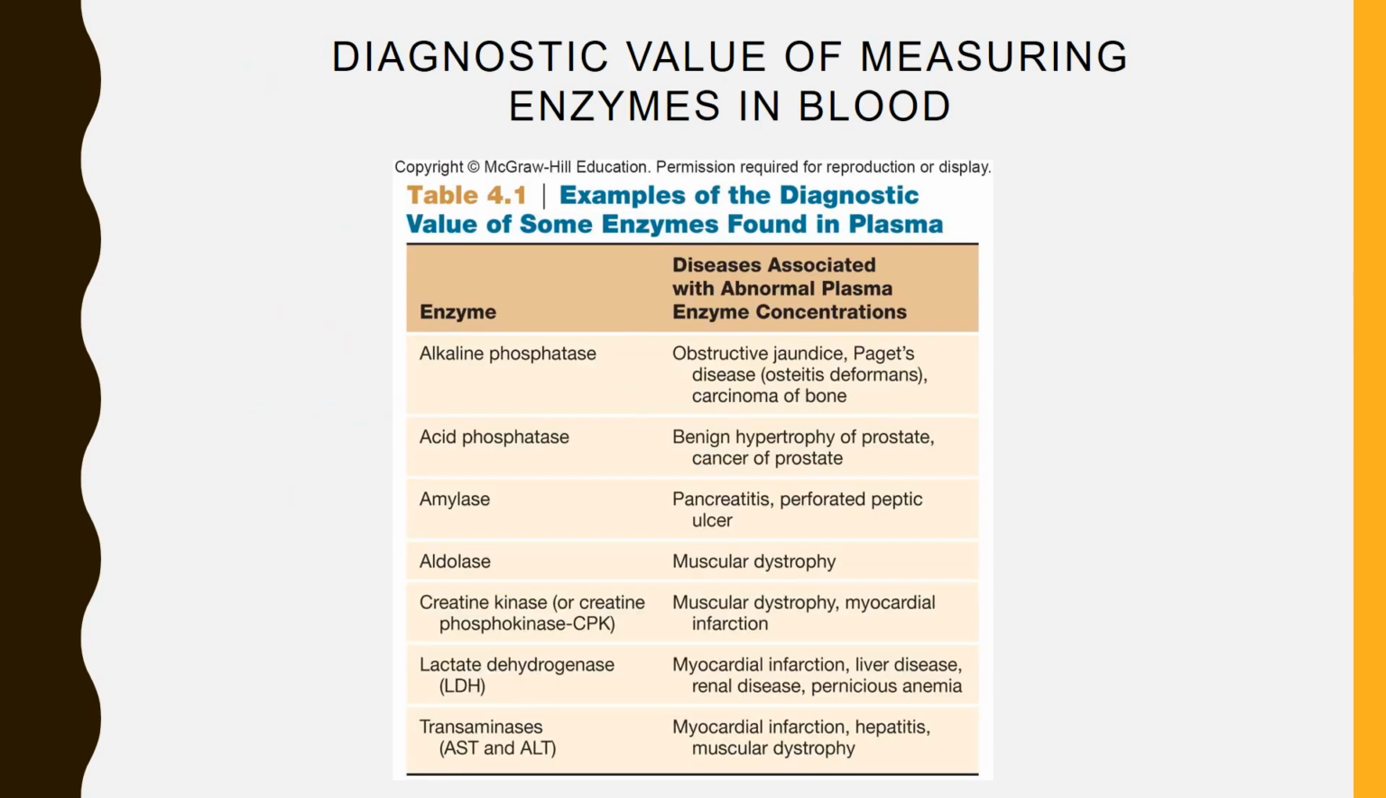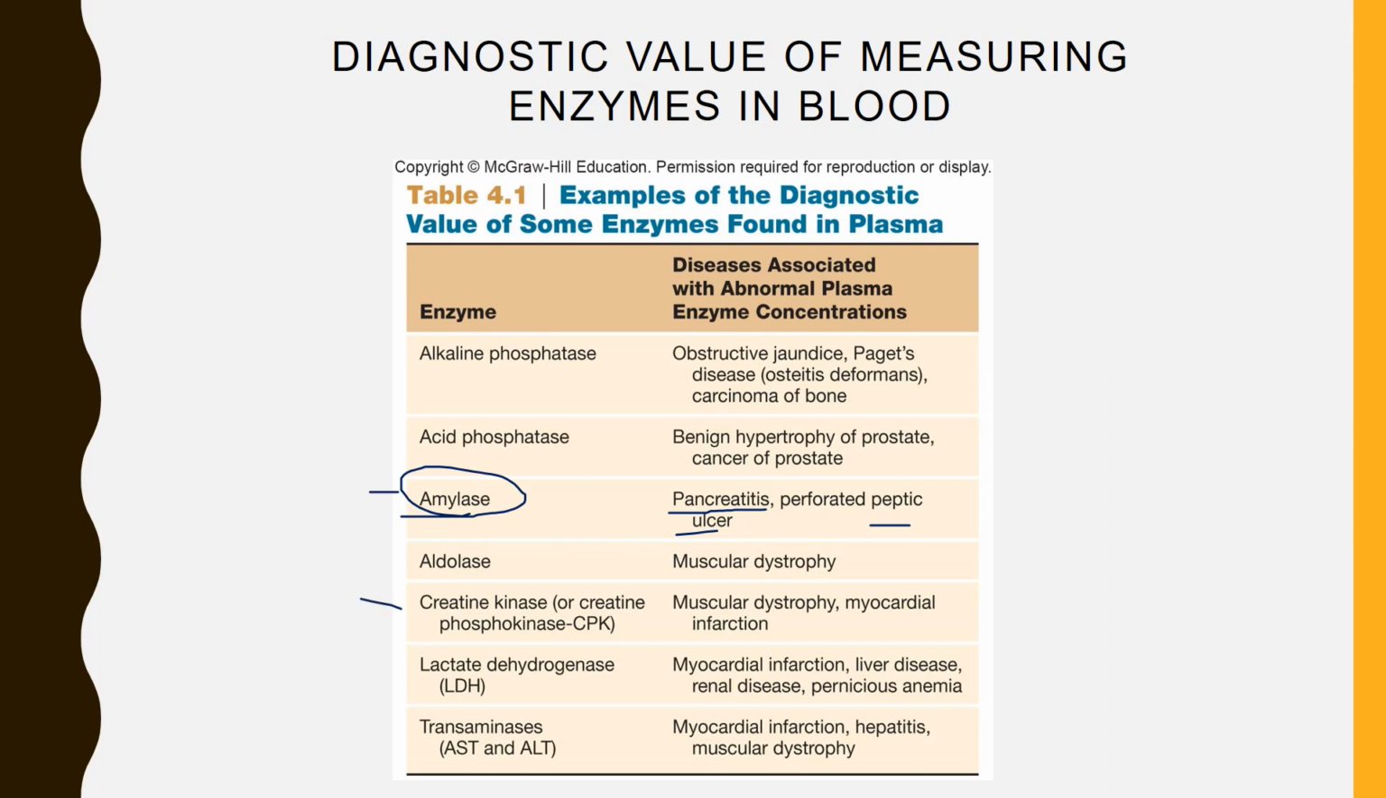So examples of diagnostic measures of doing testing for enzymes within the blood. For example, I'm sure some of you have heard of amylase, and this is to test for pancreatitis and then peptic ulcers, which is important for breakdown of carbohydrates.